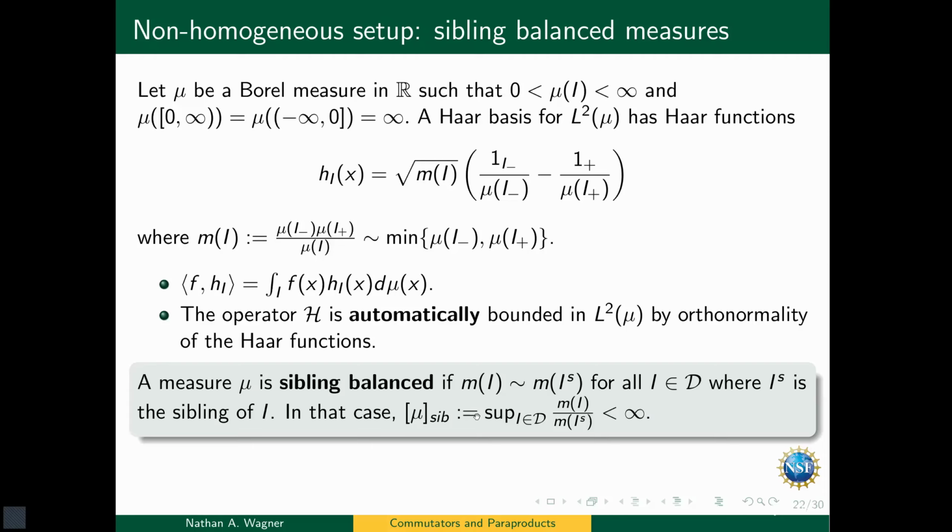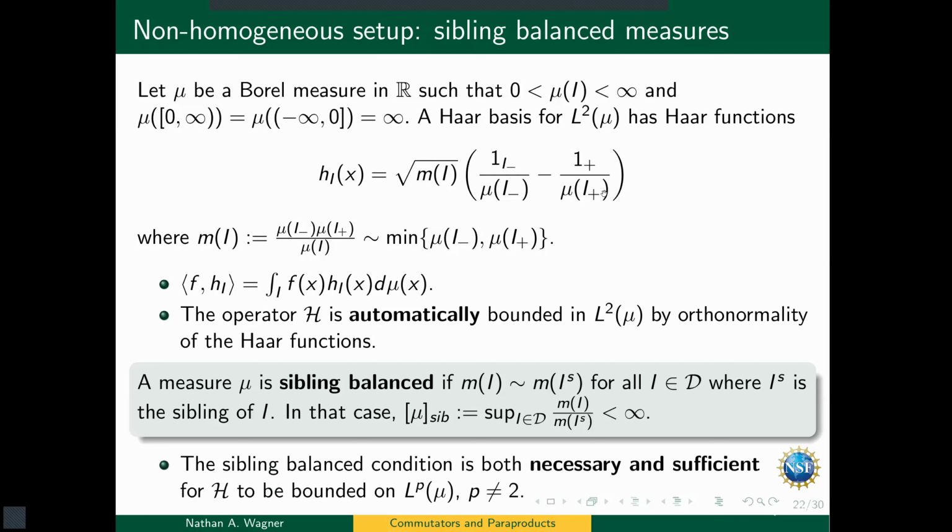And this is not saying that the measure of I is comparable to the measure of the sibling interval, because this quantity m is equal to the minimum of the measures of the two children. And in general, that could be much smaller than the measure of the interval. And the importance of this condition is that it's both necessary and sufficient for the operator H to be bounded in LP mu when P is different from 2.